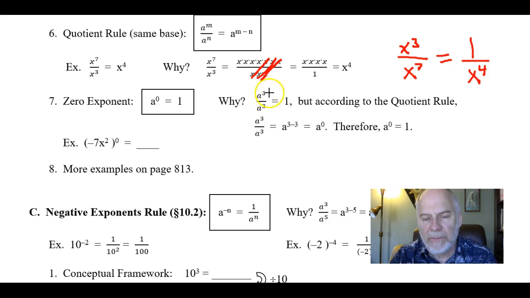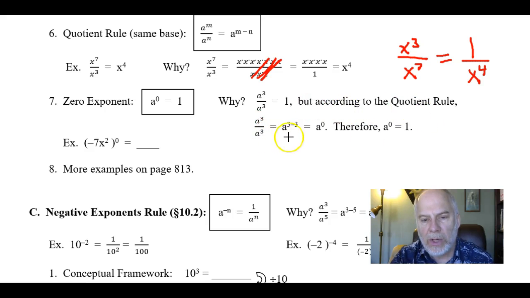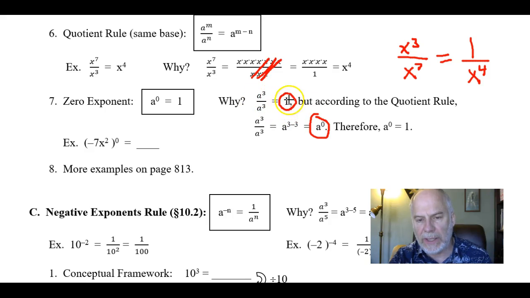Now if you think about this, a to the 3rd over a to the 3rd, of course that's going to equal 1, because anything divided by itself will equal 1. But according to the quotient rule, we could subtract the exponents. So a to the 3rd over a to the 3rd would be a to the 3 minus 3, or a to the 0 power. So both of these started with the same expression, so it must be that a to the 0 must equal the same thing that we got the first time. So it should be that a to the 0 equals 1. So that means anything to the 0 power equals 1.